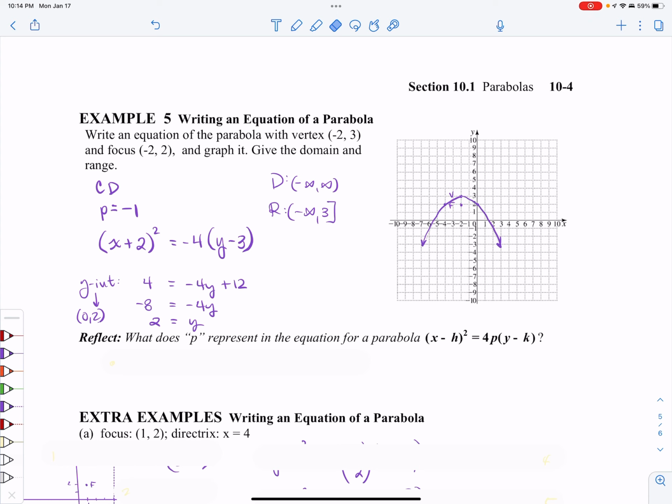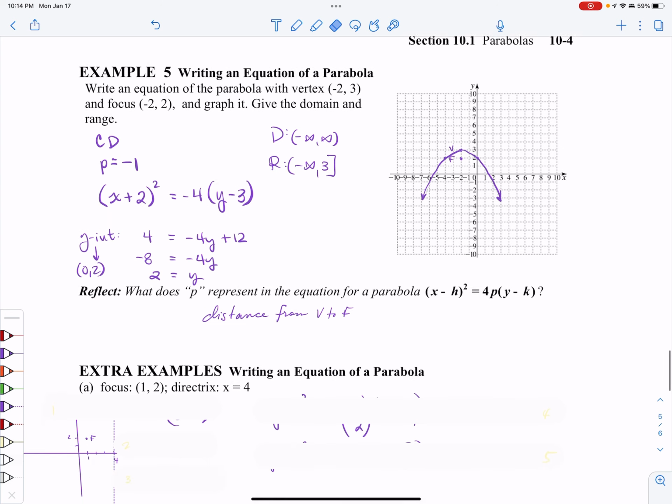What exactly does p represent? Well, it just tells me the distance from the vertex to the focus. You could also say that if p is positive, the parabola is going to be concave up or concave right. And if it's negative, it'll be concave down or concave left.